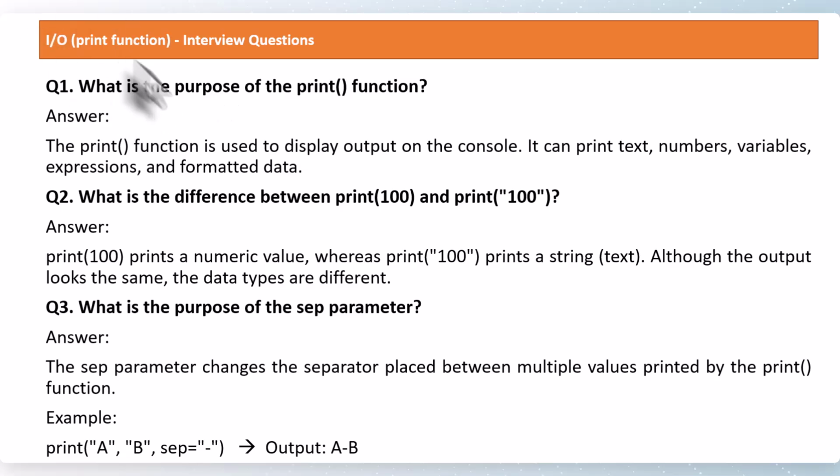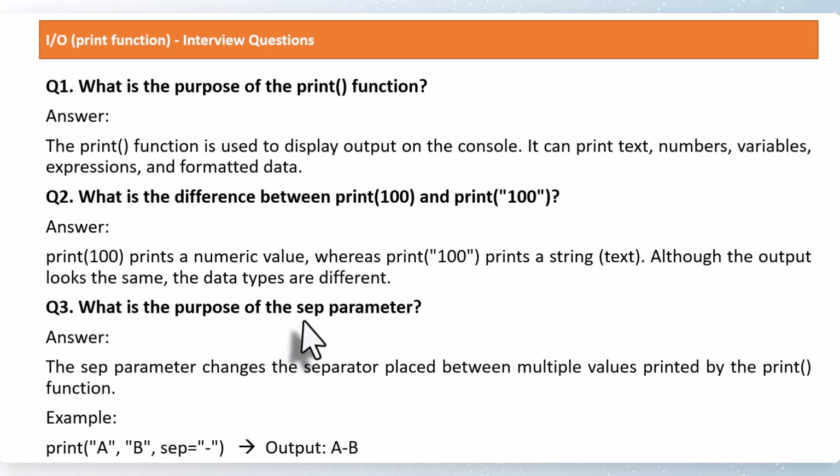So let us see some of the common questions related to the print function. What is the purpose of the print function? The print function is used to display output on the console. It can print text, numbers, variables, expressions, and formatted data. What is the difference between print of 100 and print of string 100? Print of 100 prints a numerical value, whereas print of string of 100 prints a string, which is text. Although the output looks the same, the data types are different. It is an integer number, and it is a string number.